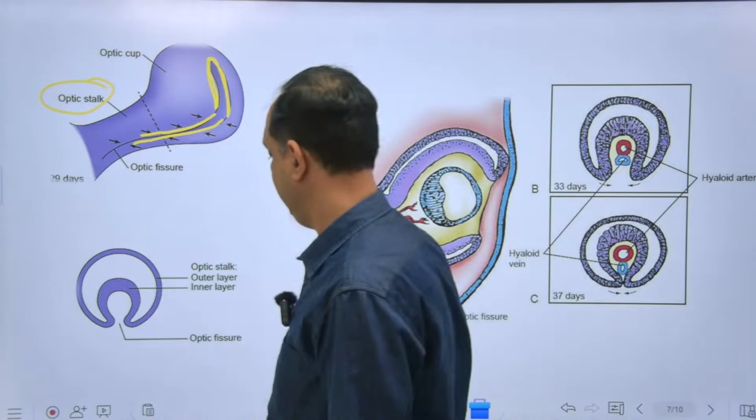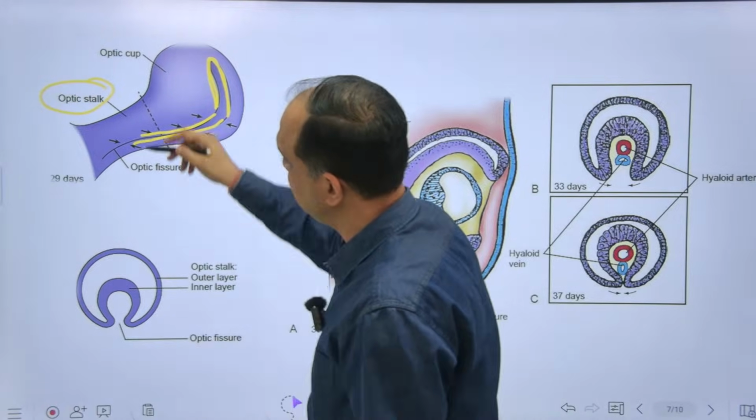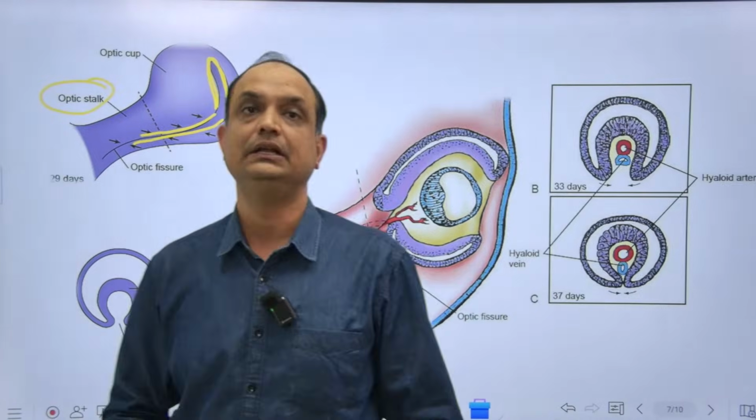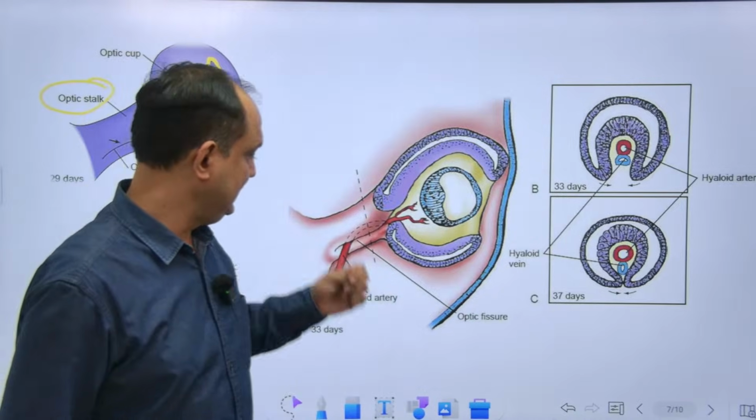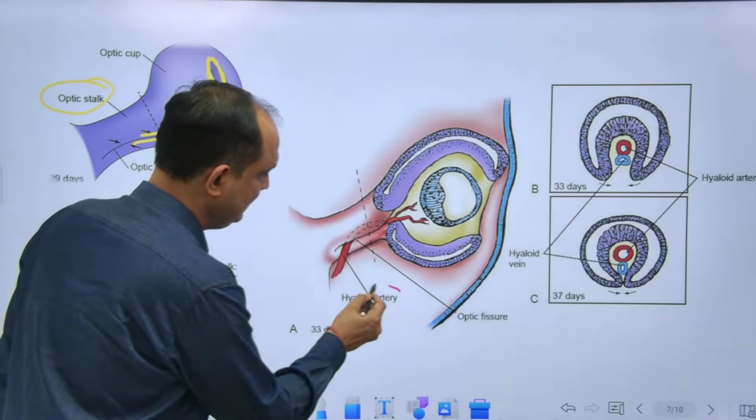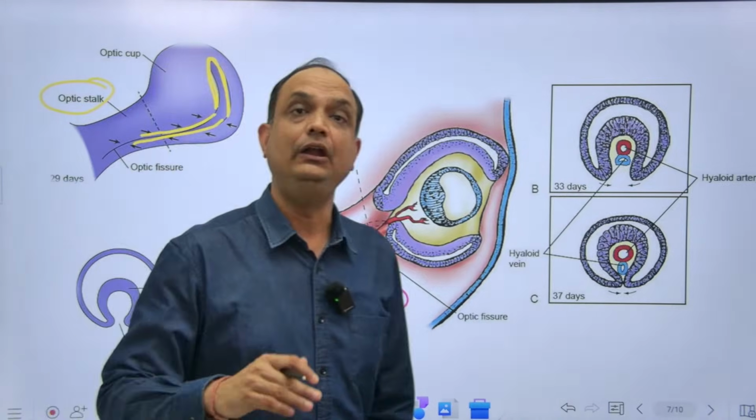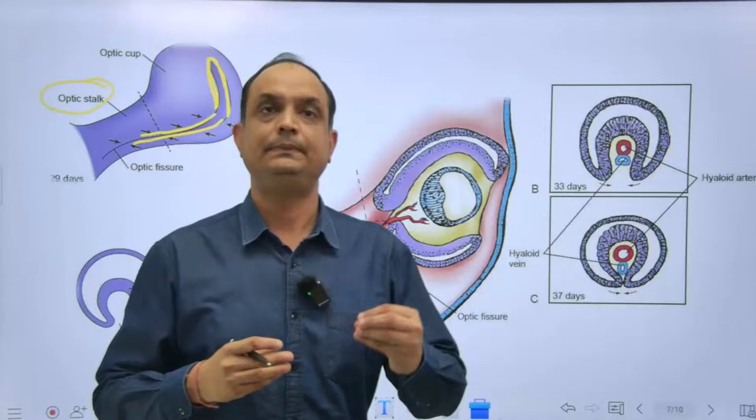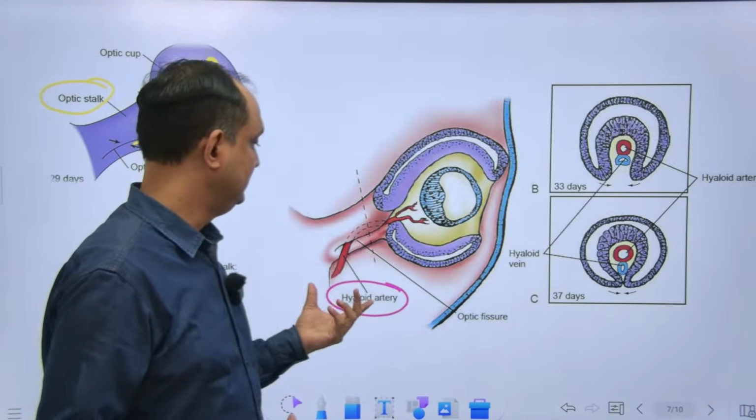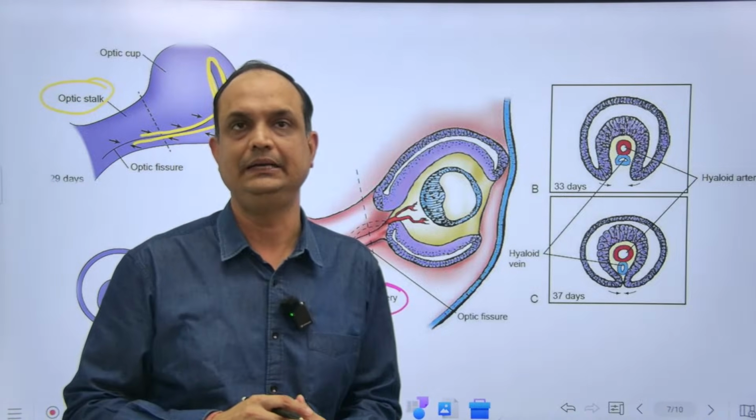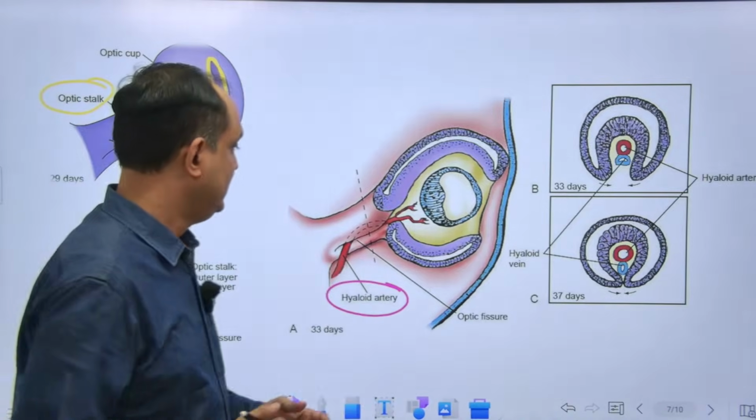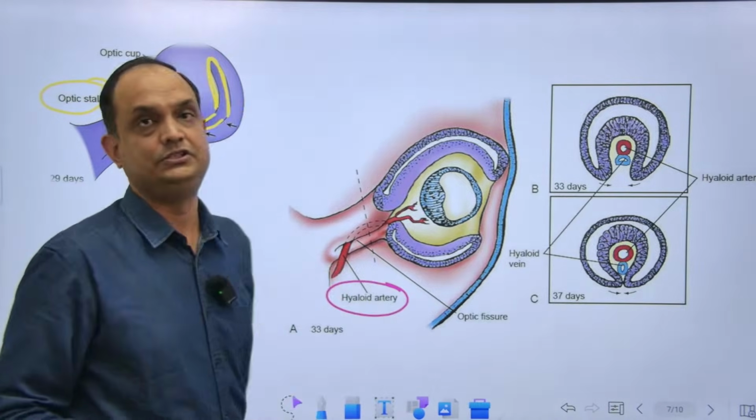Now here you can see, if you cut this stalk, there are two layers formed and there is a fissure in the lower part of the stalk. In the next step, you can appreciate in this diagram, there is a hyaloid artery. Now, what is the hyaloid artery? The hyaloid artery is a branch of your internal carotid artery, from the ophthalmic artery basically. This hyaloid artery coming from the ophthalmic artery runs on the ventral side of the stalk.